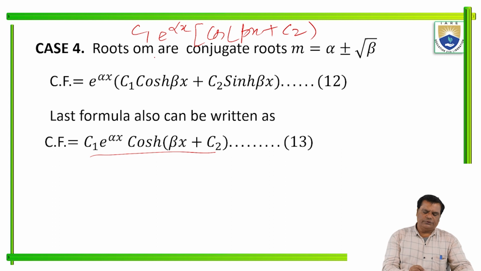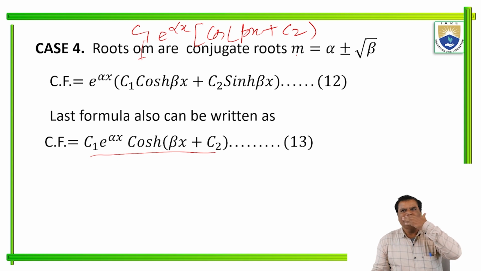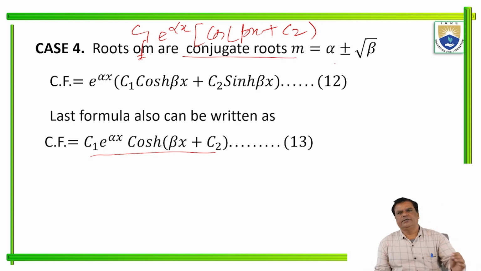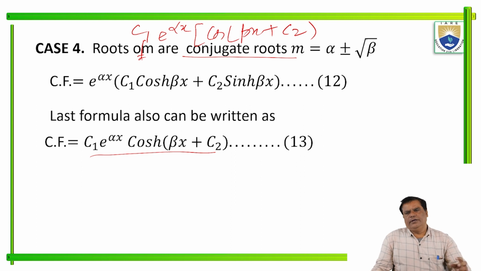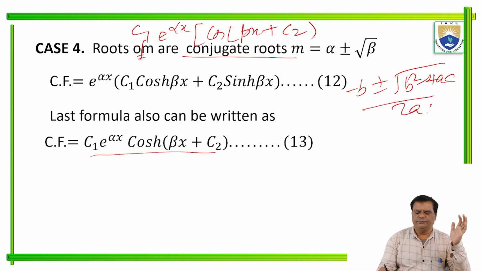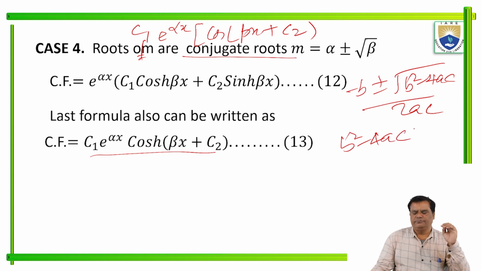Case 4. Here I am taking case 4. Roots of m are conjugate roots. What are conjugates? Conjugates means that under the root in the Sridharacharya formula, b square minus 4ac is not a perfect square. Minus b plus minus under root b square minus 4ac upon 2a. So b square minus 4ac is not a perfect square.